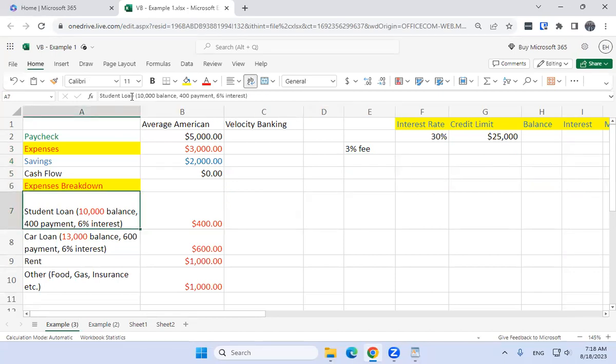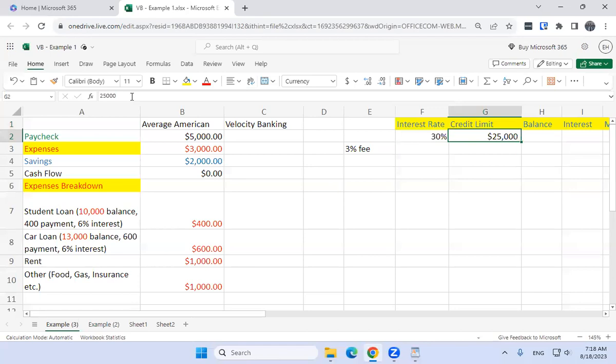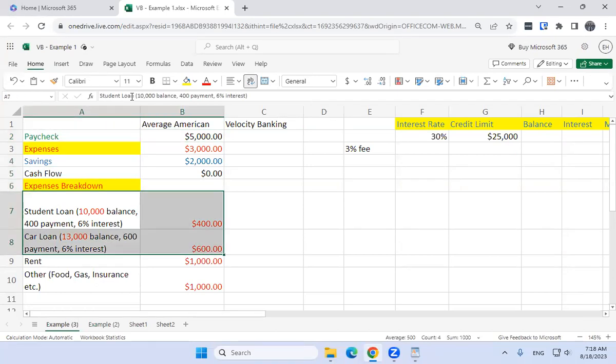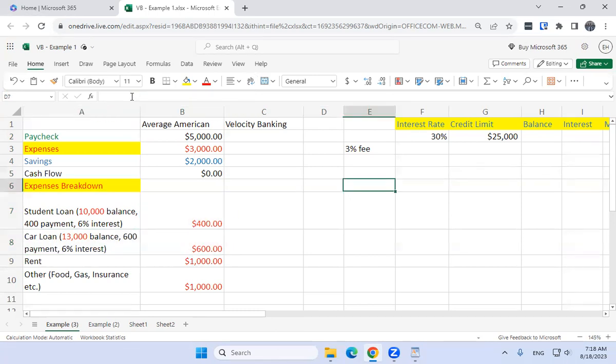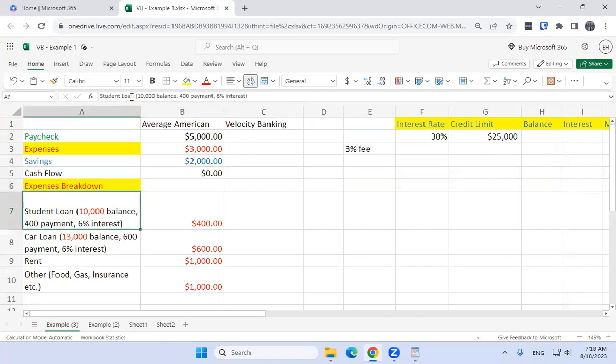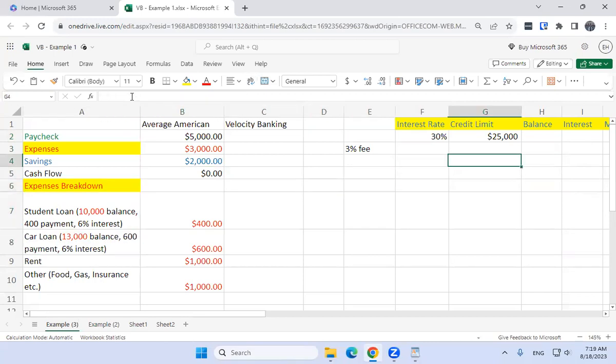So the next step in engaging velocity banking, after we have our tool, which is the credit card, in case we can't get a line of credit, is we just pay off and do a debt transfer of this to right here. So how much balance do we have right here? We have $23,000.